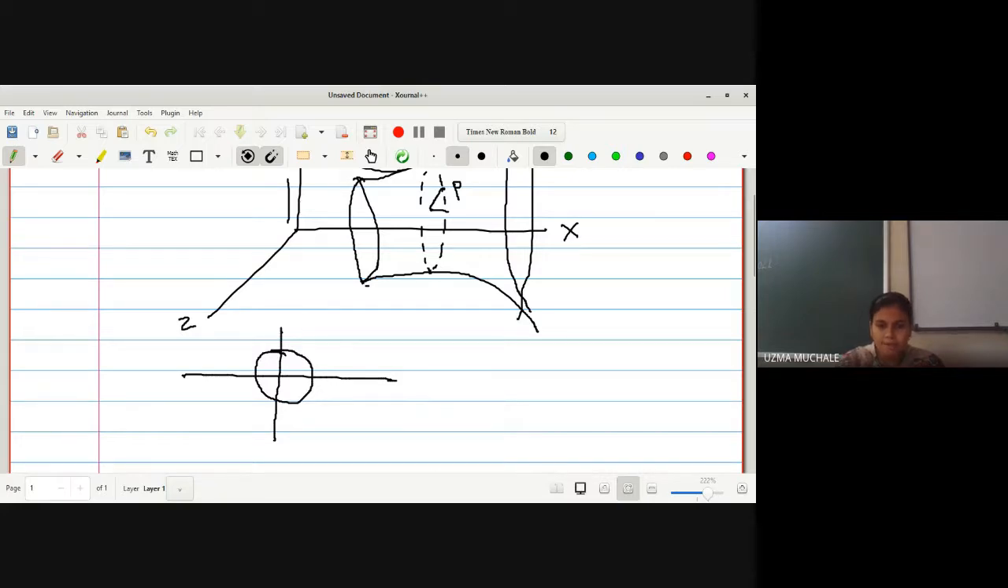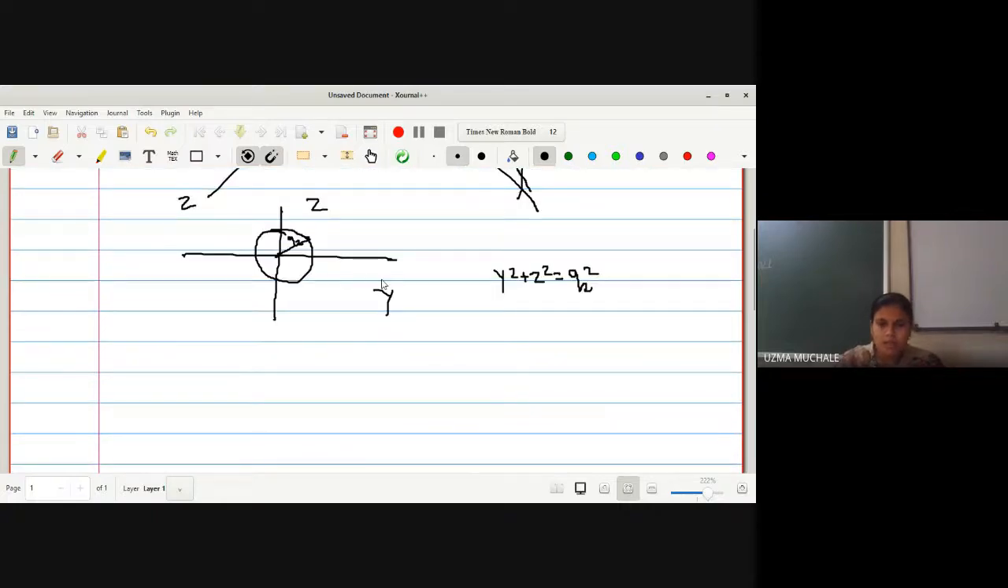We have written the circle in the YZ plane, and after that we want to find out the coordinates. Say Q2 is a radius, so we can say y square plus z square is equal to Q2 square. Now we can write this in the form Q2 cos V and Q2 sin V, where this is the angle V. Up to this we have seen, correct?